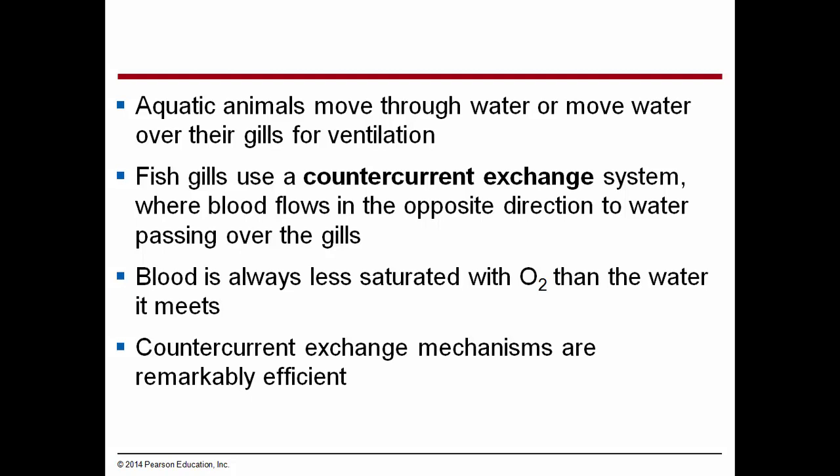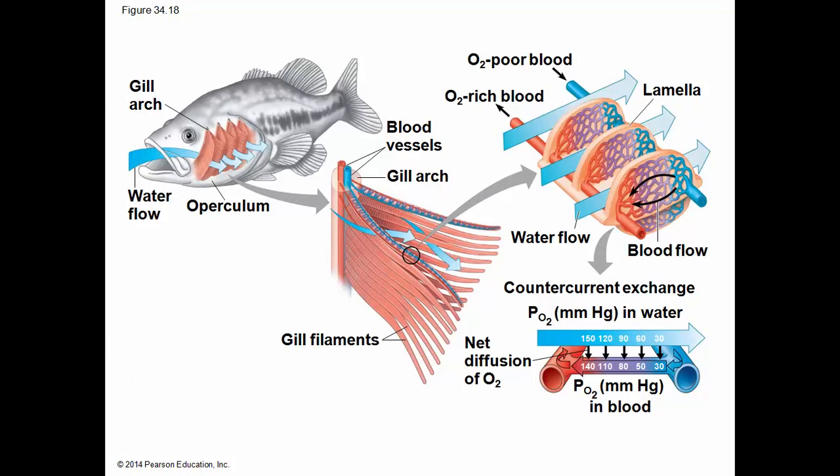Fish use a countercurrent exchange system, kind of like that countercurrent heat exchange we discussed in homeostasis, where blood flows in the opposite direction to the water passing over the gills. Blood is always less saturated with oxygen than the water it meets. The countercurrent exchange mechanisms are remarkably efficient.